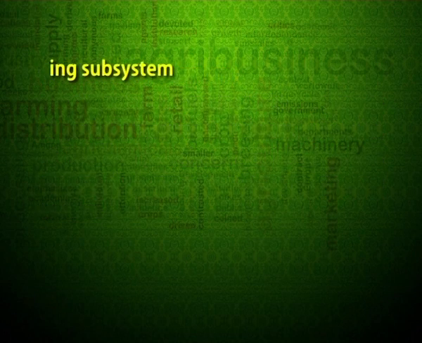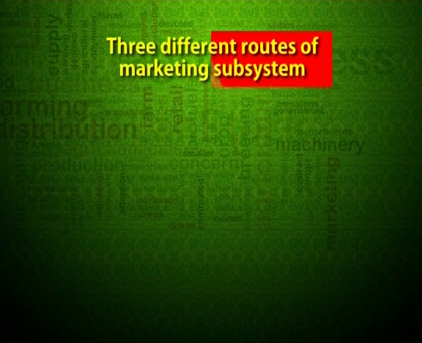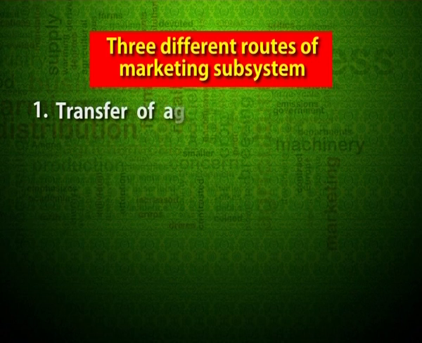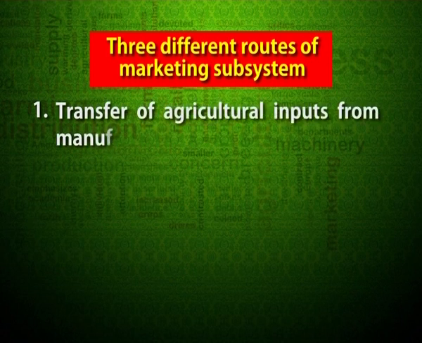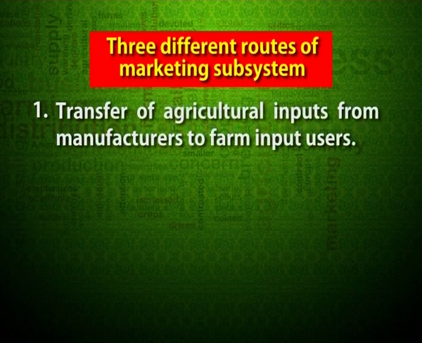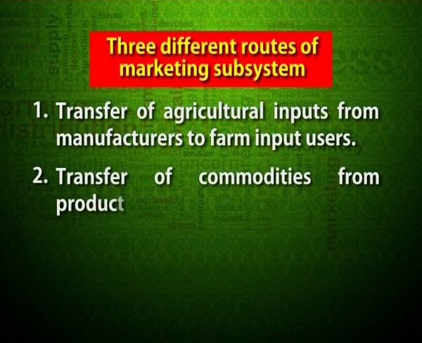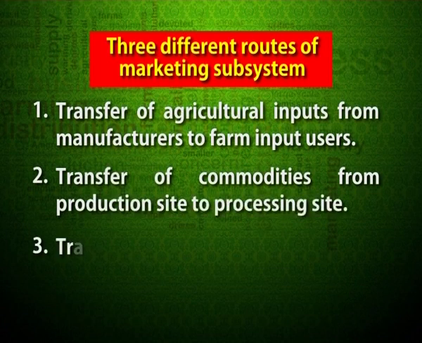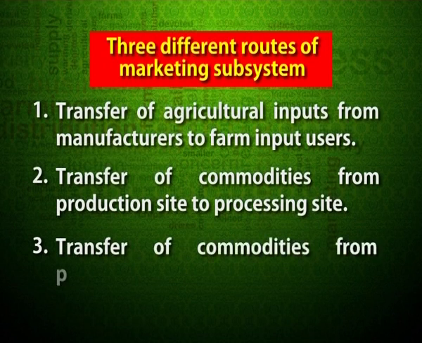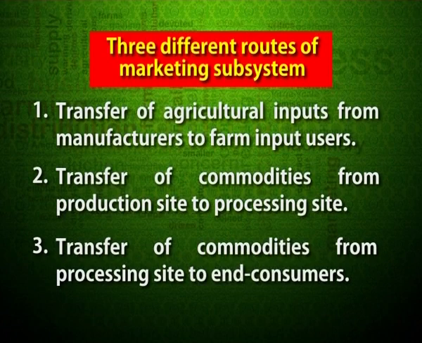The marketing subsystem may take three different routes. The routes are: number one, transfer of agricultural inputs from manufacturers to farm input users. Number two, transfer of commodities from production side to processing side. Number three, transfer of commodities from processing side to end consumers.